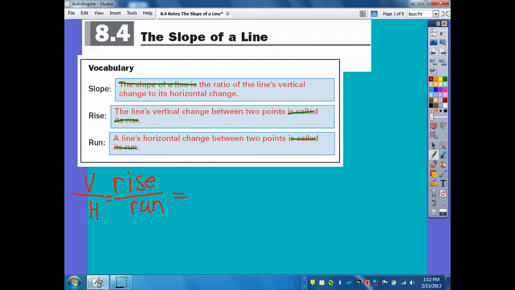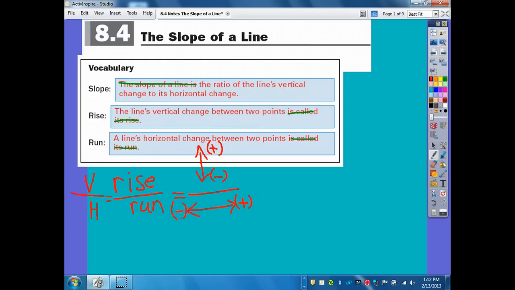If you put it in a picture form, it'd be your rise over your run, if we used arrows on a picture form like that. And what is it if we rise up? Is that positive or negative? If we go up, positive. That would be a positive, so put that there. If we go down, that would be negative. How about for the run? If I run to the right, that would be positive. And if I run to the left, that would be negative.